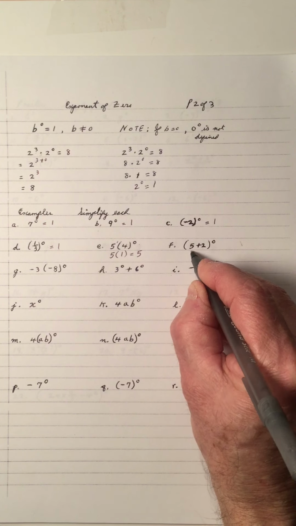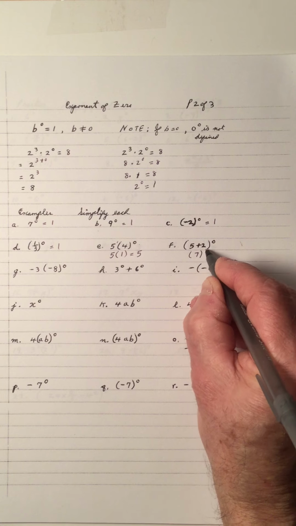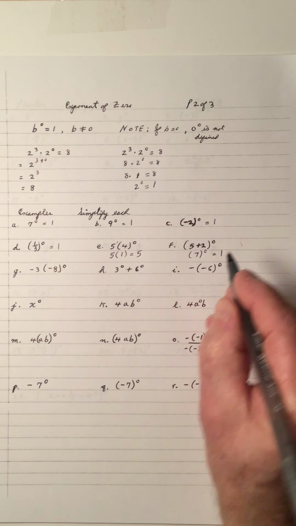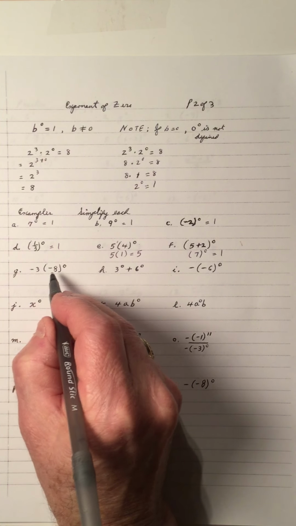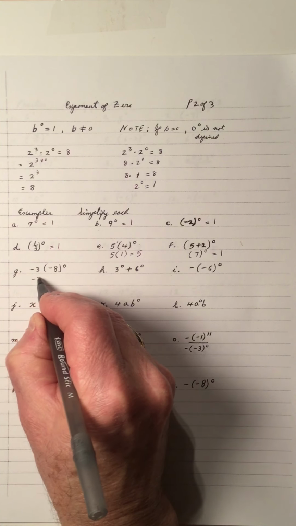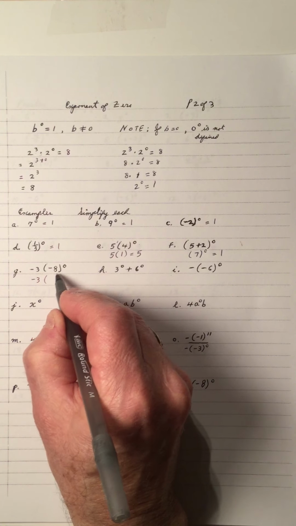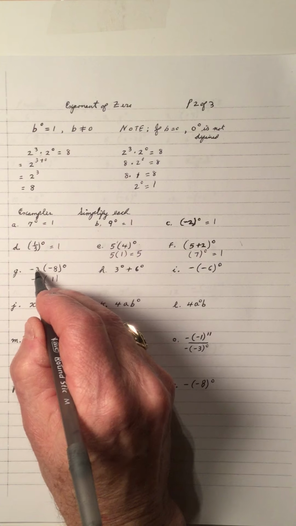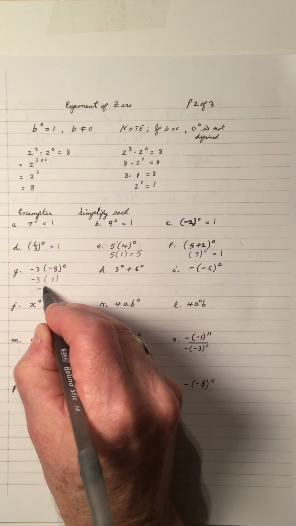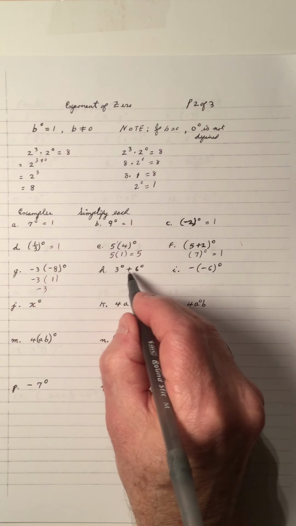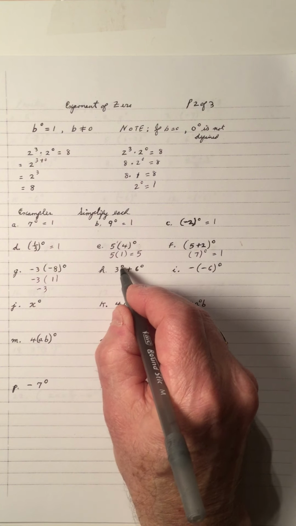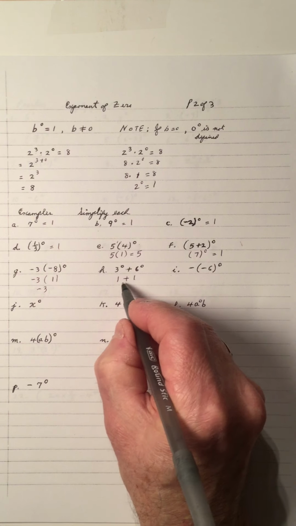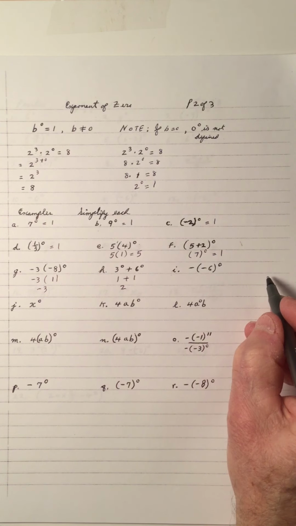And in BEDMAS, we have to work out the bracket first: 5 plus 2 is 7. 7 to the 0 is 1. G, negative 3 times negative 8 to the 0. Negative 8 to the 0 is 1. Notice again, the negative 8 is to the 0 power, not the negative 3. Negative 3 times 1 is negative 3. Now we have powers. 3 to the 0 is 1, plus 6 to the 0 is 1. 1 plus 1 gives us 2.